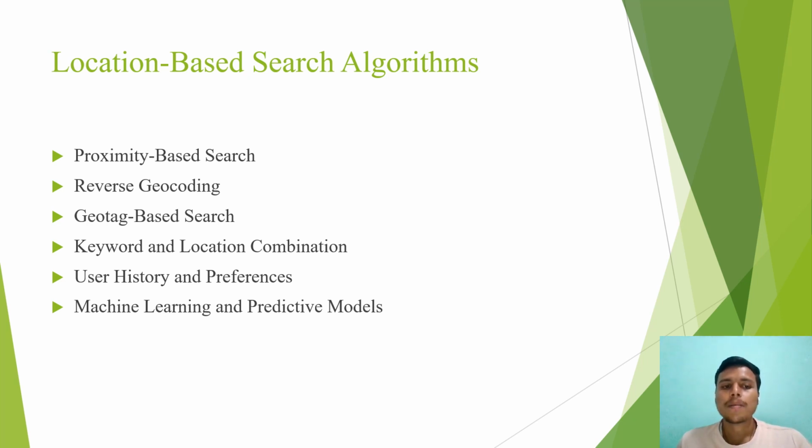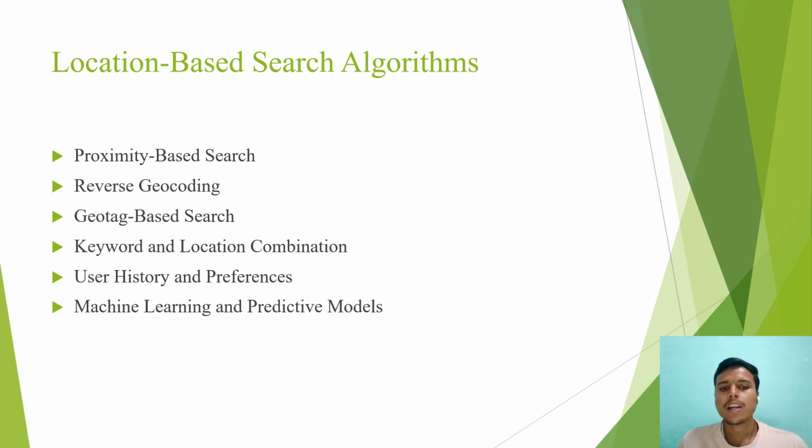Next is geotag based search. Geotag based search algorithms retrieve content that is tagged with geographical information, and users can search the content created by others near a specific location. Then a keyword and location combination. This algorithm combines user defined keywords with the location data and refines search results.